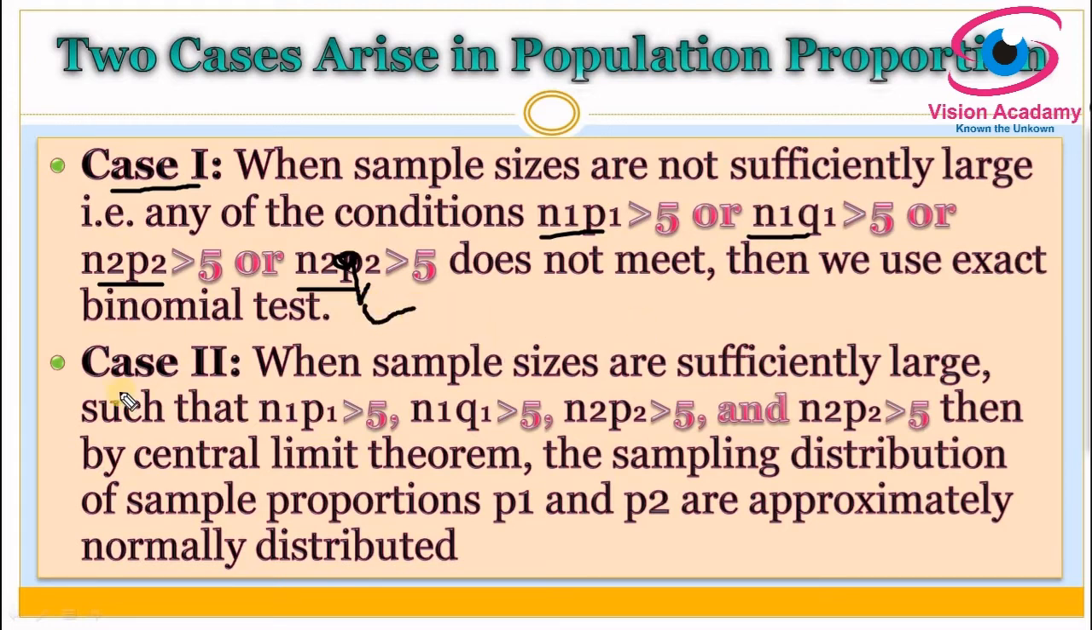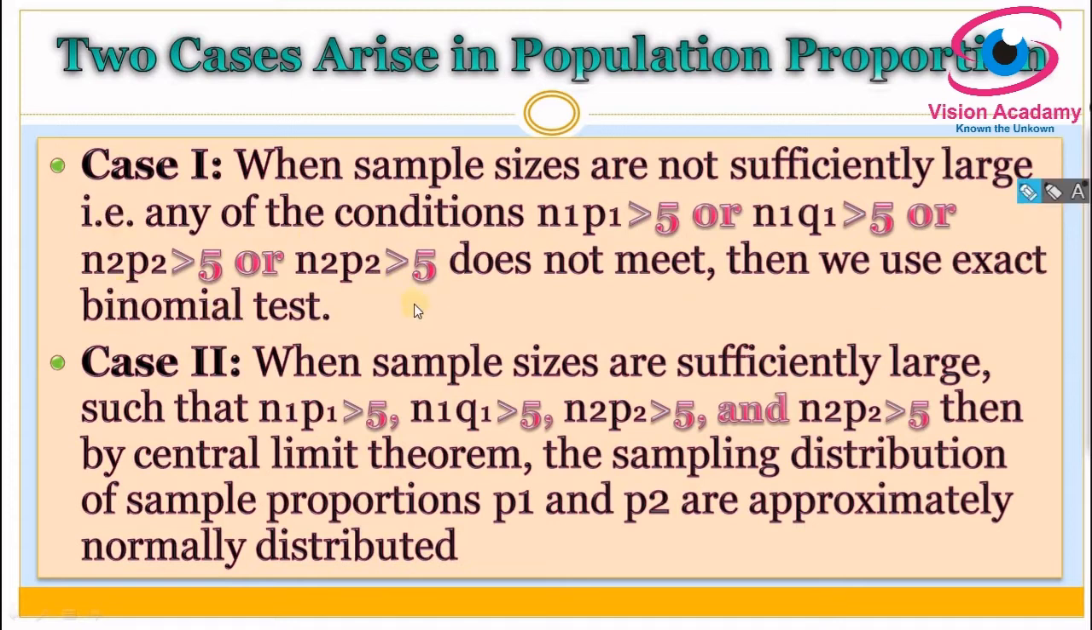Then the second case in the normality condition is when the sample sizes are sufficiently large. When all of N1 P1, N1 Q1, N2 P2 and N2 Q2 are greater than 5, then by the central limit theorem, the sampling distribution of the proportions P1 and P2 is approximately normally distributed, so we can go for testing the null hypothesis under the Z test. Now let us check the normality condition of this problem.